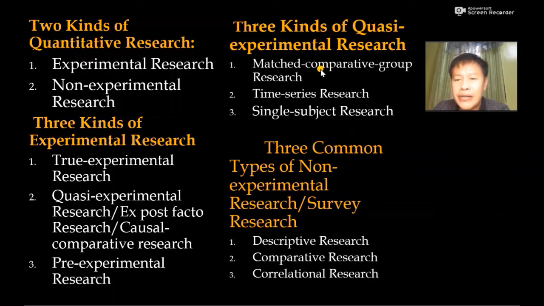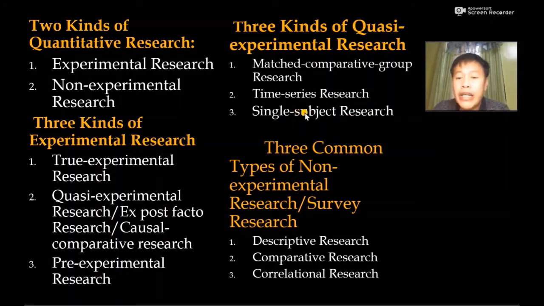If a teacher wants to determine the effect of the online modality and modular modality, and the learning performance of the students will be compared between the online modality and the modular modality, that is an example of matched comparative group research. Time series, the example of this one is the implementation of the K to 12 or the senior high school curriculum, because with time series, it takes a longer period before you can really have the findings of the research. And we have the single subject research.